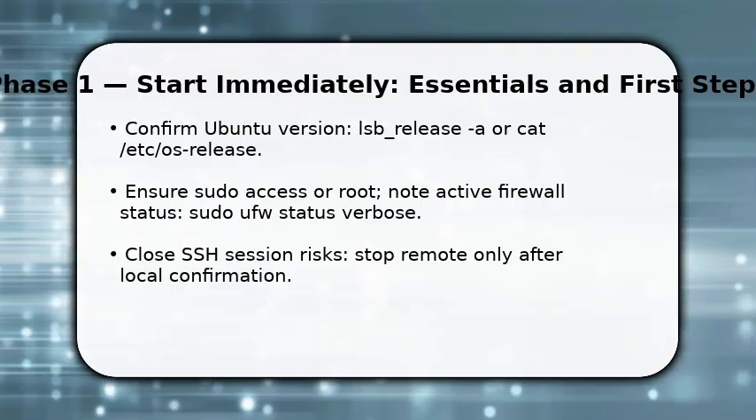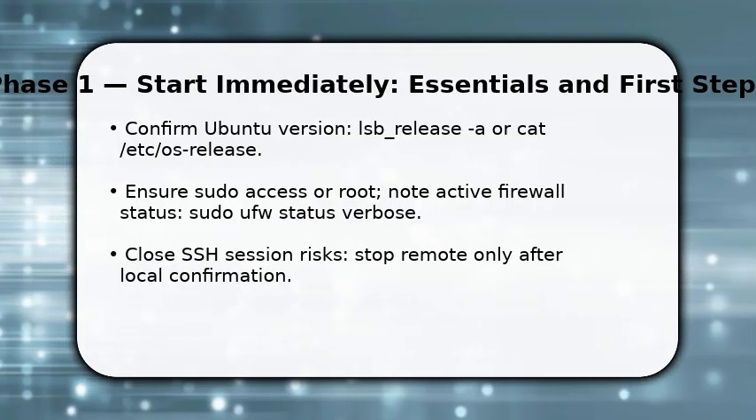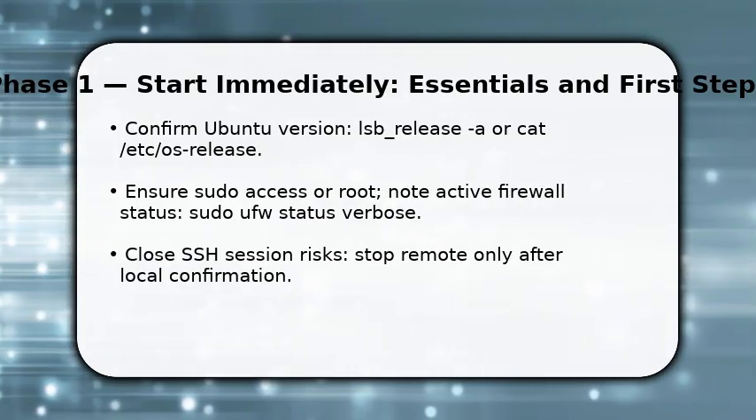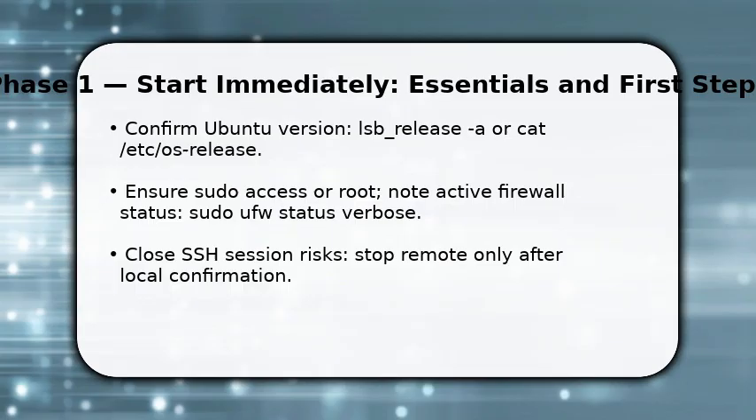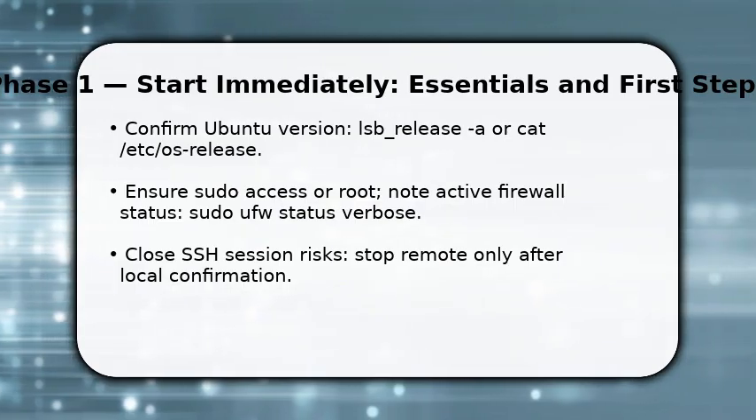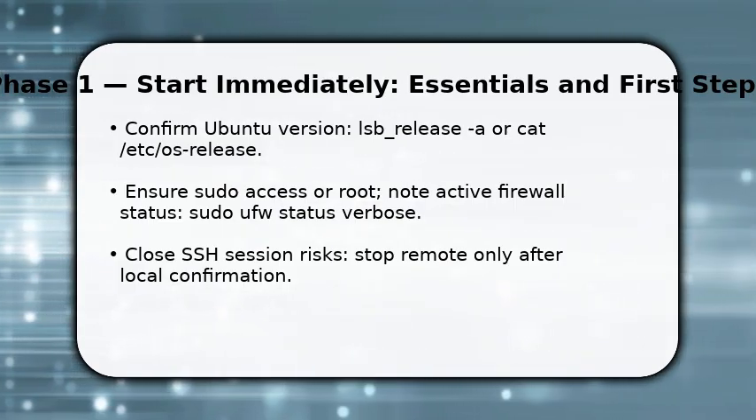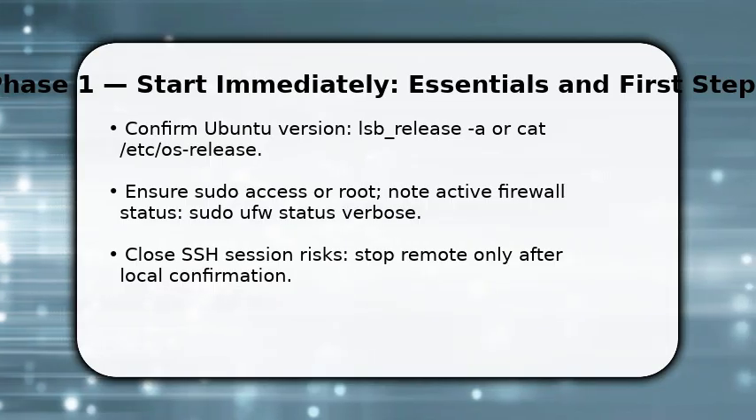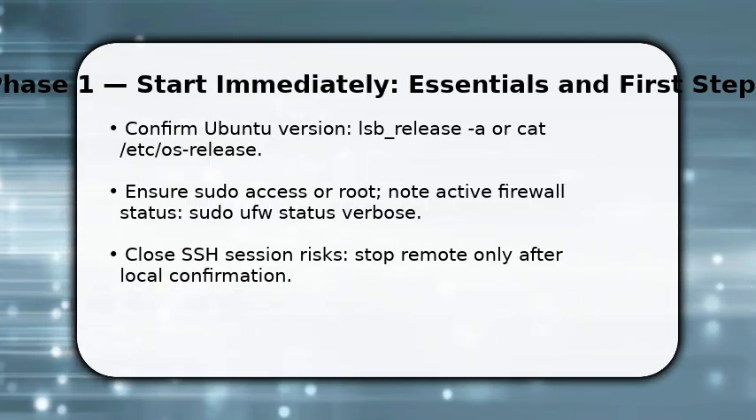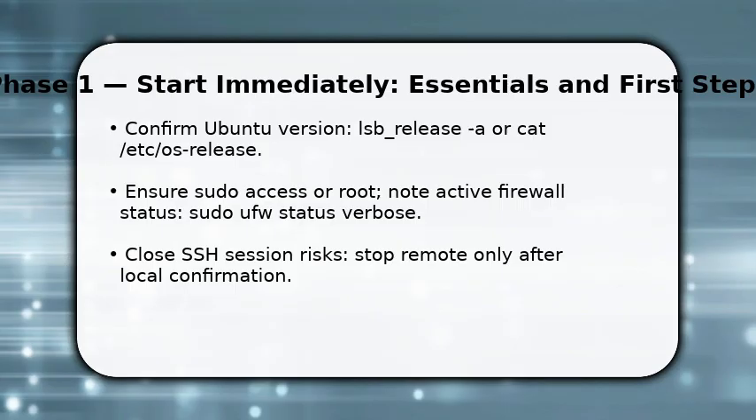You start by confirming prerequisites and taking immediate action. First, check your Ubuntu release and make sure you have sudo rights. This matters because disabling a firewall requires elevated permissions. Once done, query the firewall state with sudo ufw status verbose so you know if it's active.